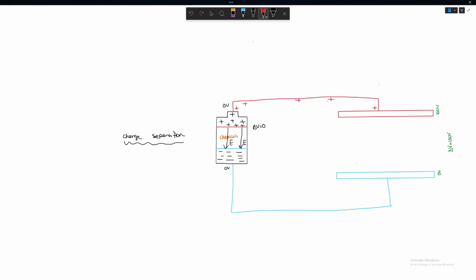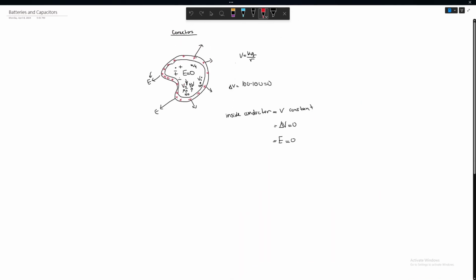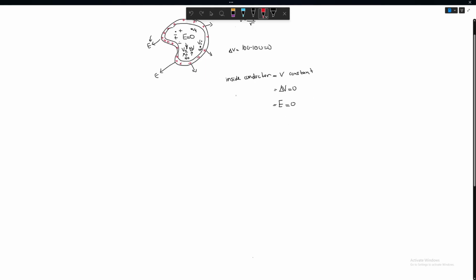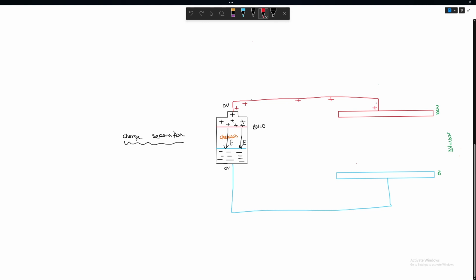And why do they walk across? Well, this right here is a conductor, this wire is a conductor, and this capacitor plate is also a conductor. Remember up here we said the electrical potential inside a conductor is the same everywhere. So since this is all connected, the electrical potential has to be the same everywhere. And so these will keep moving until my V becomes the same everywhere, because this is all conductors, right? And so V equals constant.